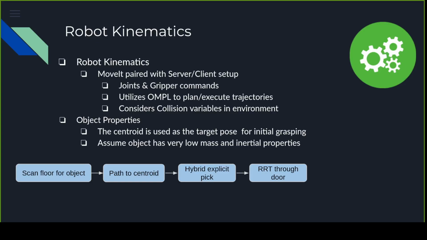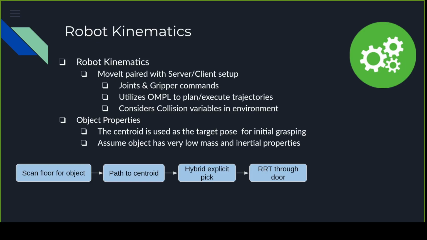Next slide. For how we handle robot kinematics, we utilize MoveIt, a motion library that uses the Open Motion Planning Library to plan and execute trajectories. We also paired MoveIt with a server-client setup so that we'd be able to command the joints and gripper through our commands. So now we have a way of utilizing our robot through code through MoveIt. MoveIt is also really advanced in that it can consider collision objects in the environment, and we use this to detect the door frame so that we do not hit it when placing our wooden cube from point A to point B.